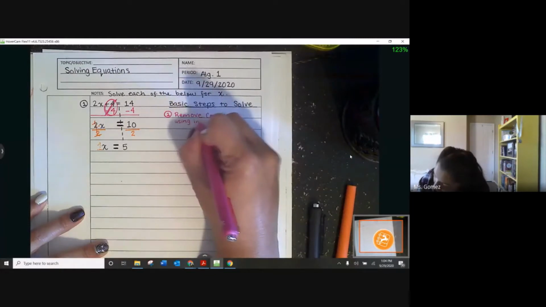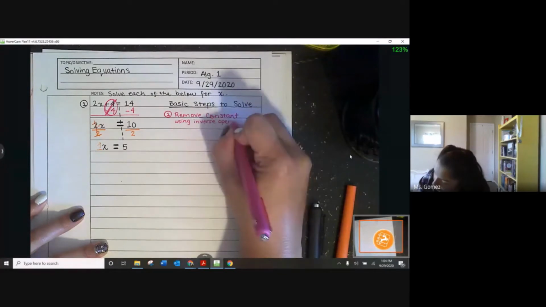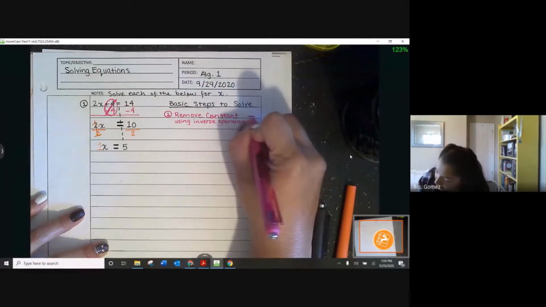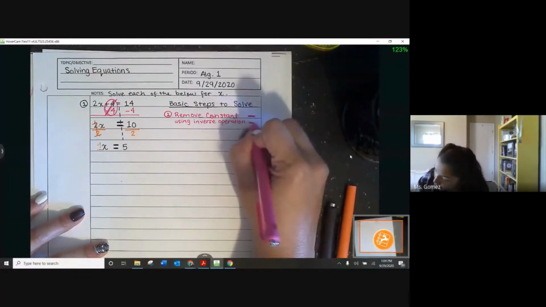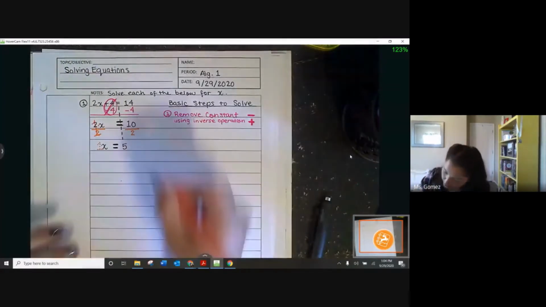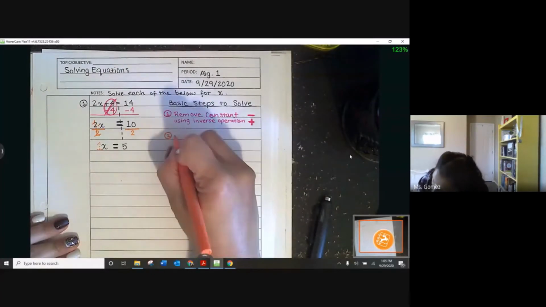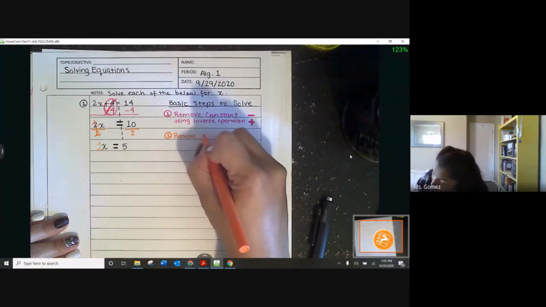Using inverse operation. So that should either be subtraction or an addition. Now, after that, after we remove the constant, we remove the coefficient.